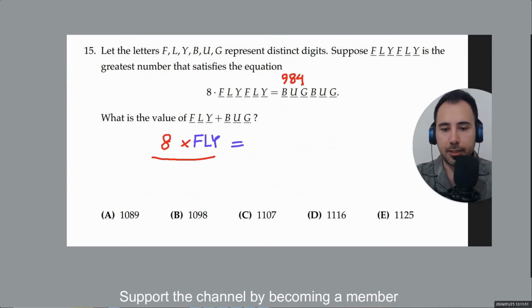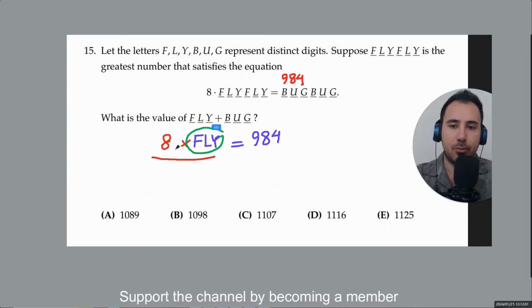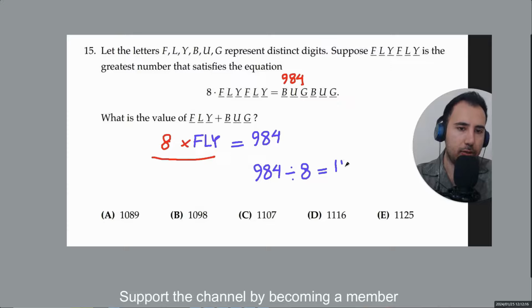So let me write it here. We just need to find a 3-digit number that when we multiply it by 8, it becomes 984. So it's easy. All we have to do is divide 984 by 8. You could do it here. The answer is 123. So that's going to be the value of FLY. So FLY is 123.